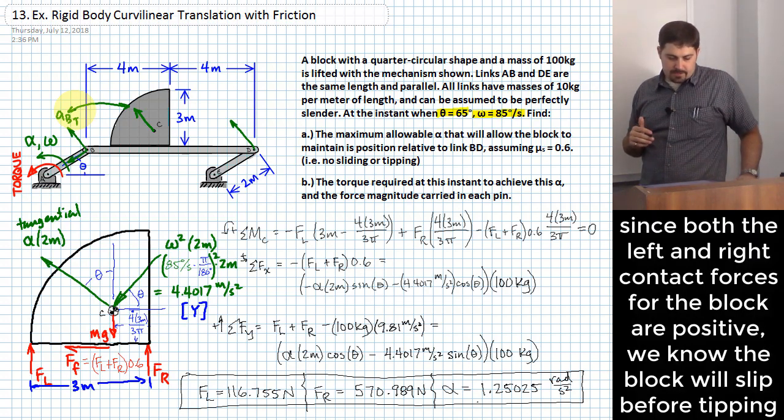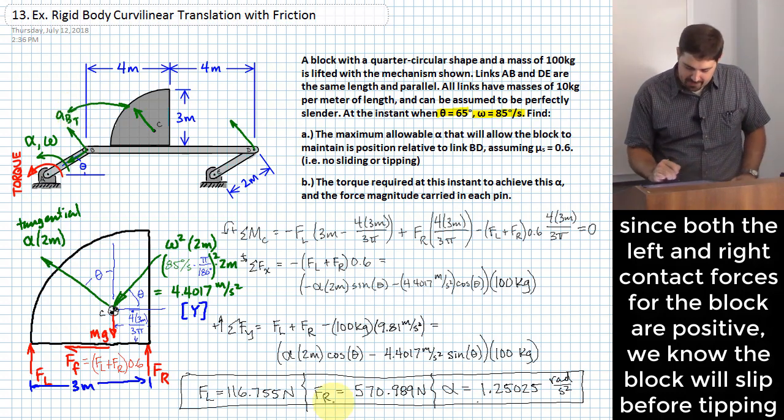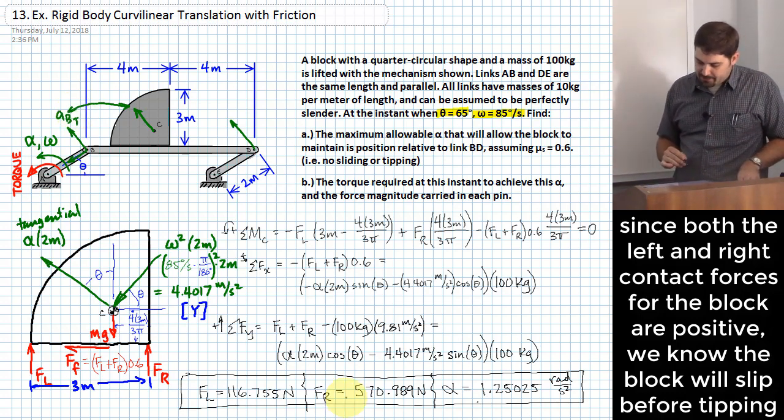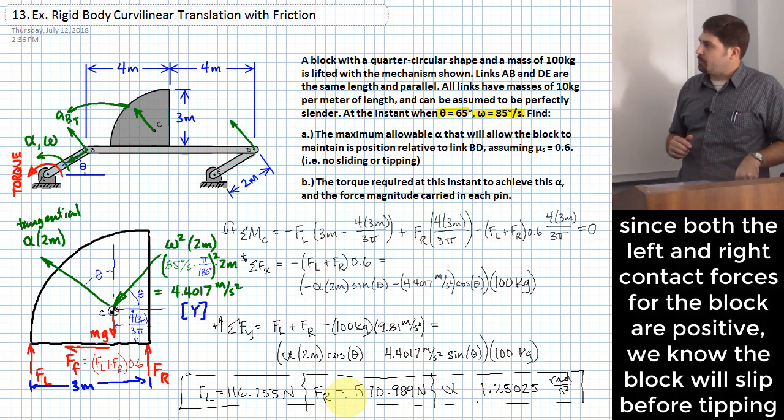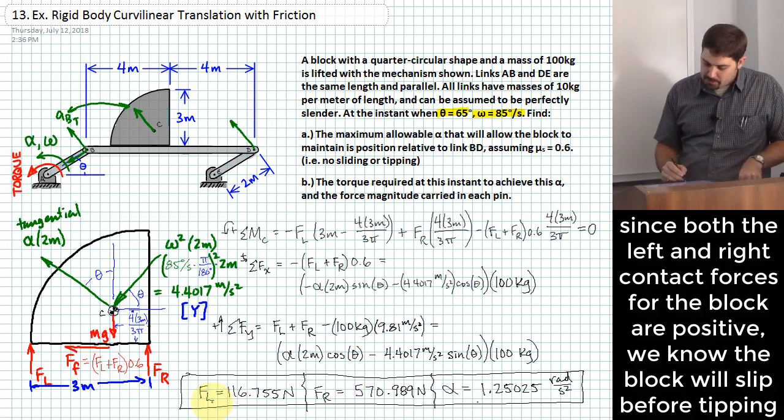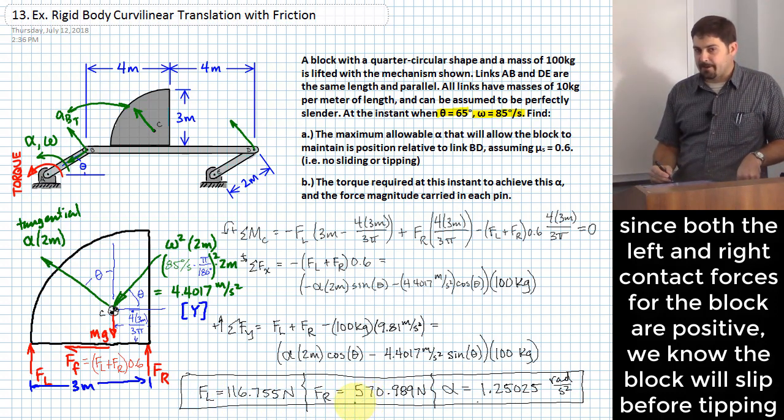All right, good. We actually just now finished part A, and we have these other couple of values here, FL and FR, that might be useful to us as well. So we've figured out what's our maximum allowable alpha that we can apply to link AB and not have the part slip. And I think I mentioned a second ago, I'll say it again, because both FL and FR are positive values, what does that tell us as far as how the block, let me just go ahead and put it out there this way. Is the block at risk of tipping?